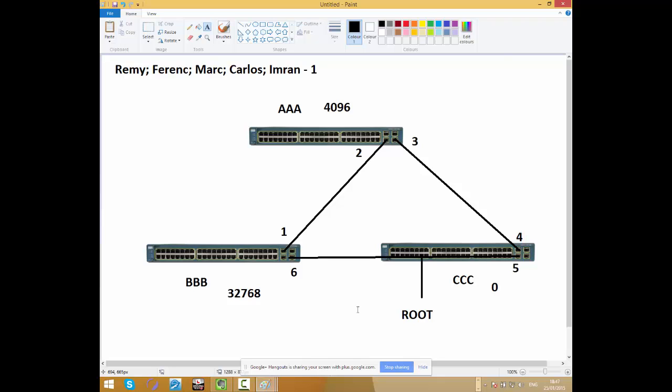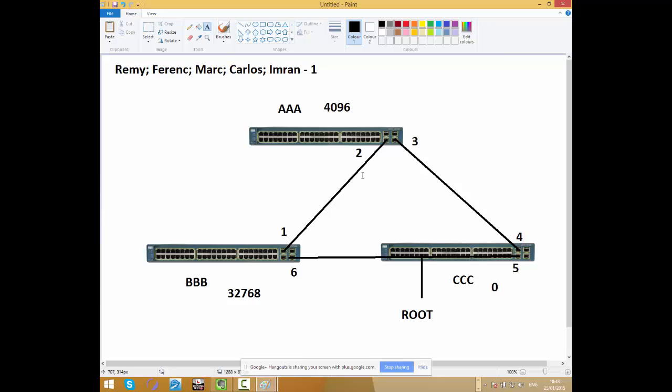Remy says, assume they all have the same root cost. What do you mean by the same root cost, Remy? Your mic is muted. Just like we previously discussed, let's say router 1 is sending 10 megabits per... Oh, okay, the path cost, yeah.